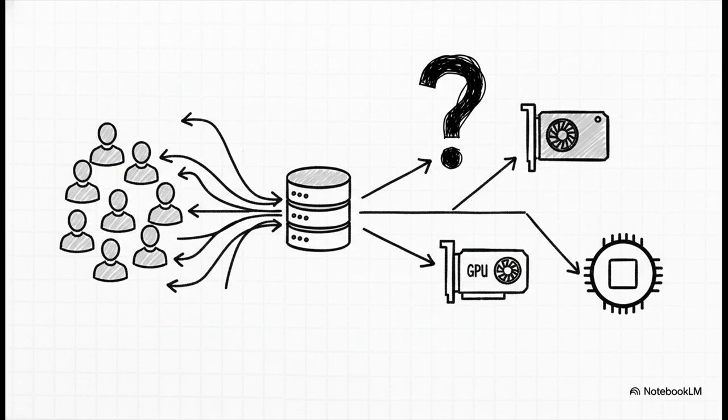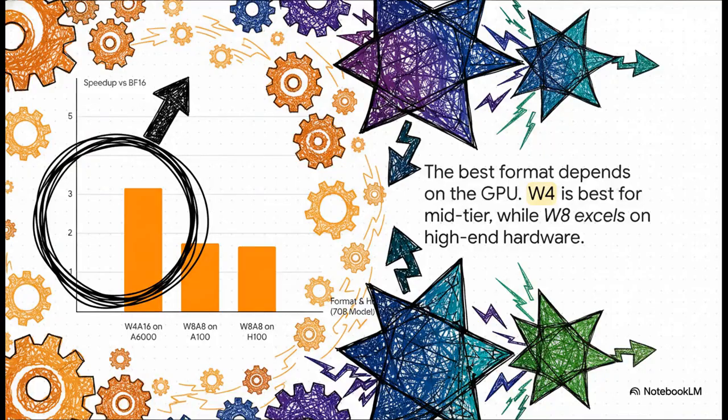But things get a little bit trickier when we switch to an asynchronous deployment, when we're serving lots and lots of users all at once. Here, the answer for which format is best, well, it turns out it actually depends on the GPU you're using. Now, this is where it gets really nuanced and interesting. On a mid-tier GPU, like an A6000, that 4-bit format is still the king of the hill, giving you more than a 3x speedup. But when you move up to the big guns, the high-end A100s and H100s, the 8-bit formats actually take the lead. They're just better at using all the raw power those top-tier chips have to offer.